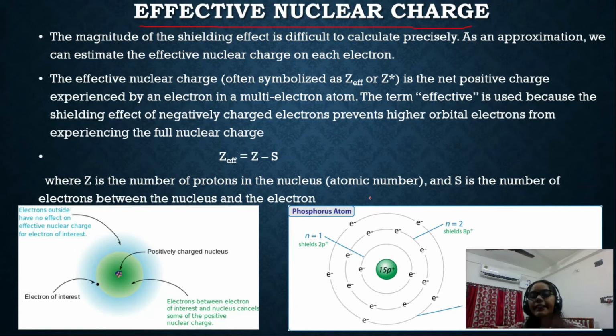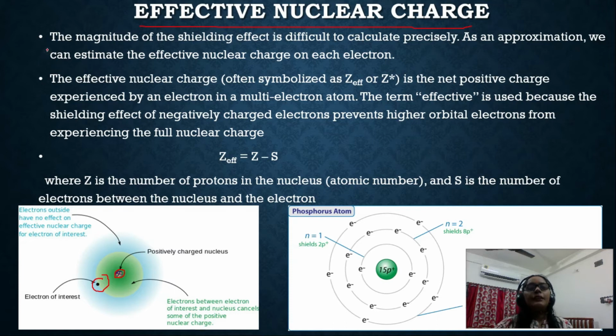So due to the shielding effect, the outer orbital electron, look at the picture, this electron, cannot be attracted by this positively charged nucleus so strongly. Due to the shielding effect, it will experience a decrease in attraction force, which is called the effective nuclear charge.